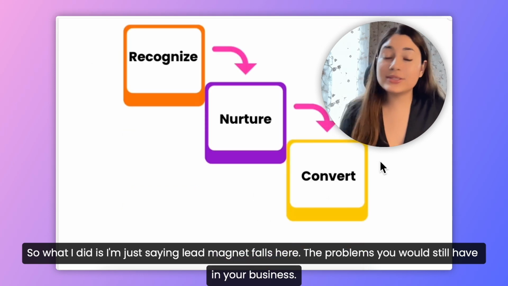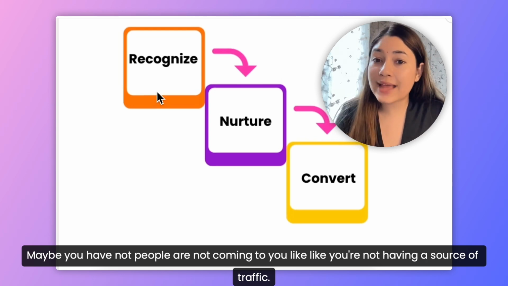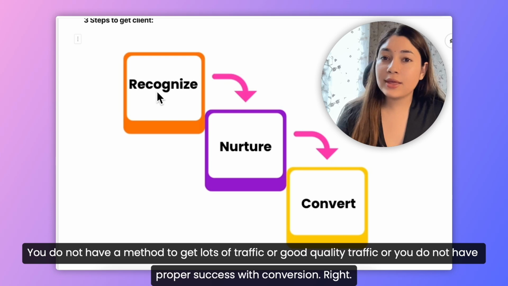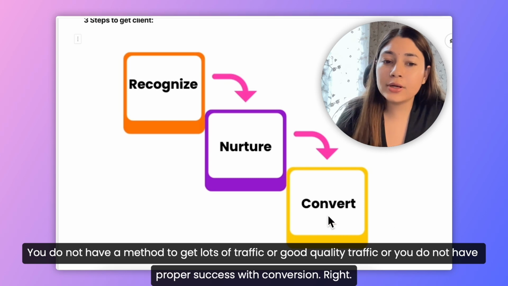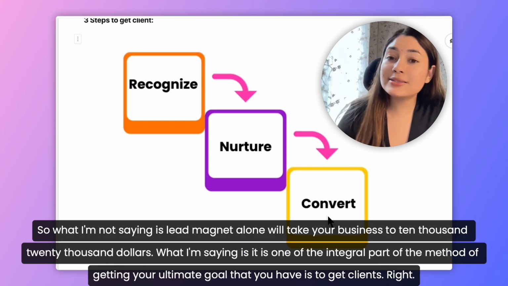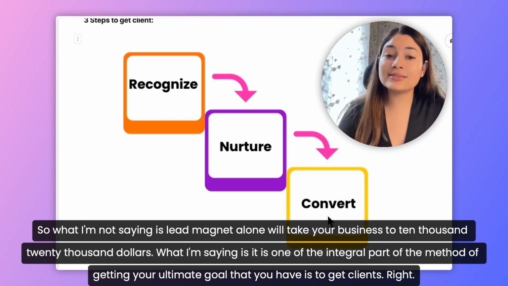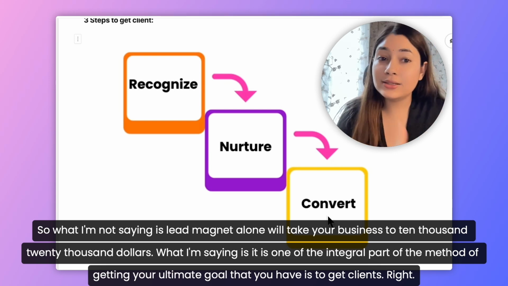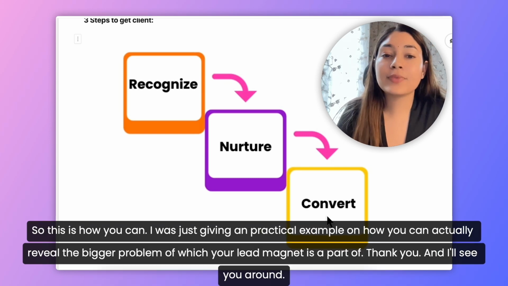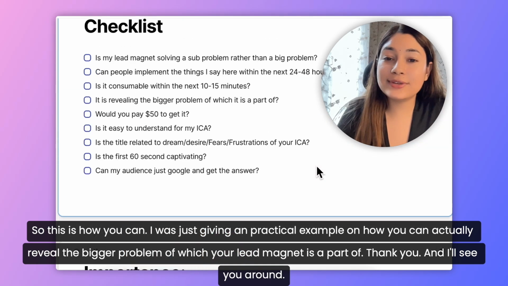The problems you would still have in your business may be that people are not coming to you, you do not have a source of traffic, you do not have a method to get lots of good quality traffic, or you do not have proper success with conversion. So what I'm not saying is that a lead magnet alone will take your business to $10,000 or $20,000. What I'm saying is it is an integral part of the method of getting your ultimate goal, which is to get clients. So I'm just giving a practical example of how you can actually reveal the bigger problem of which your lead magnet is a part.